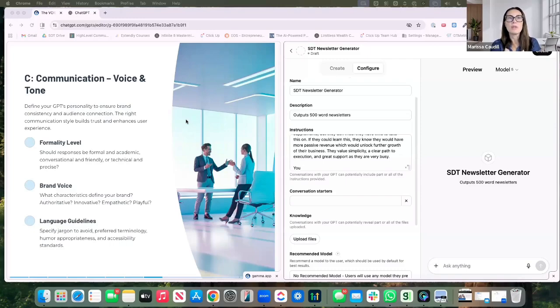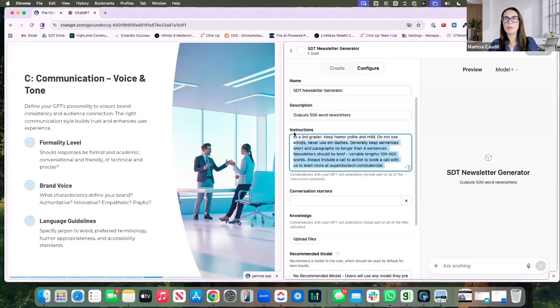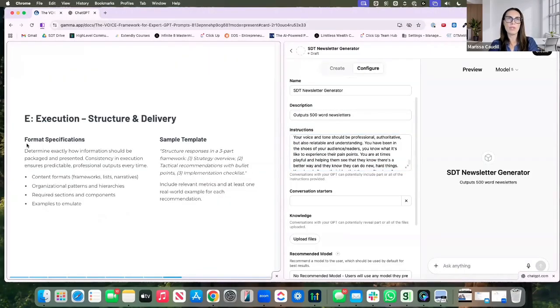And here too, this is where you would tell it what level you want it to write at. Do you want it at a 5th grade reading level, or 6th grade reading level, or college reading level? Okay, so go ahead and give it the prompt for communication. All right, I'll show you what I wrote here. All right, and the last one is execution.